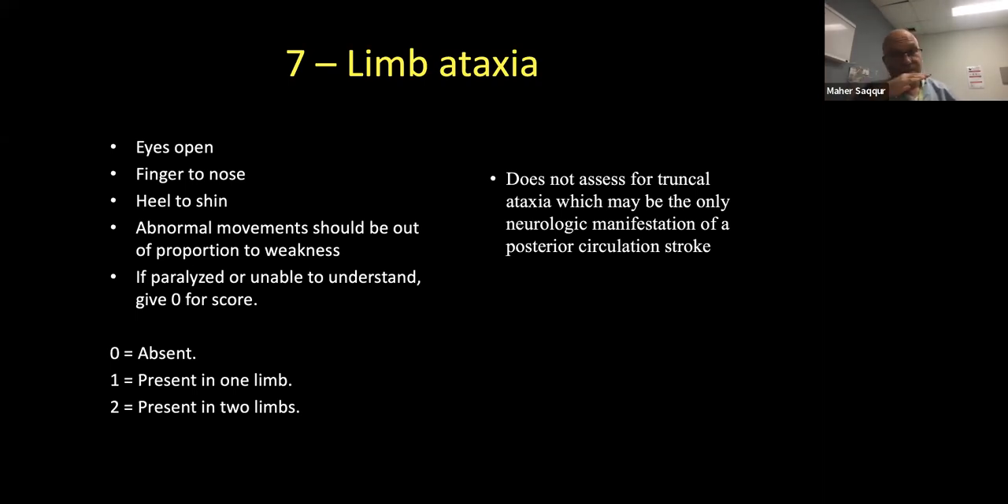If it's normal, you give them 0. If there is ataxia on finger to nose or heel to shin, one of them, then you give them 1. If there is ataxia in two limbs, arm and leg, bilateral arms or bilateral legs, or one arm and leg, then you give them 2. So it will be 0, 1, or 2.